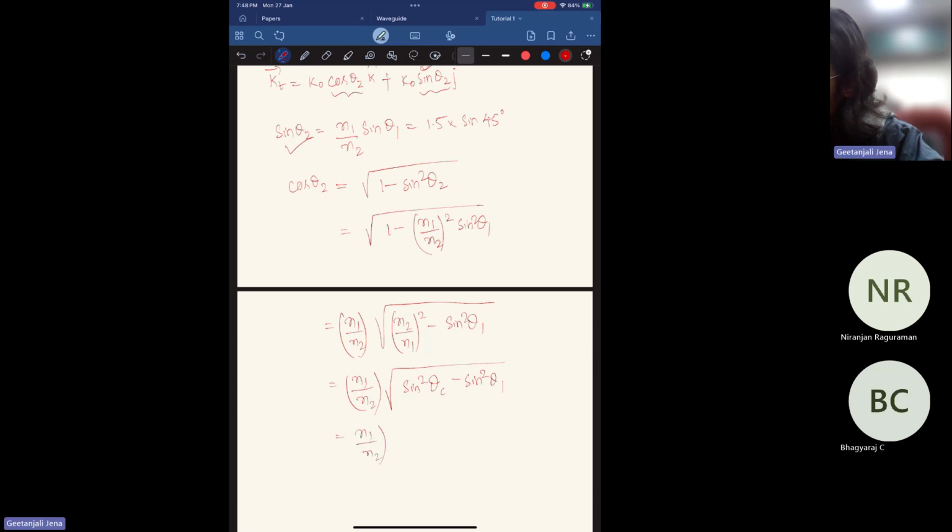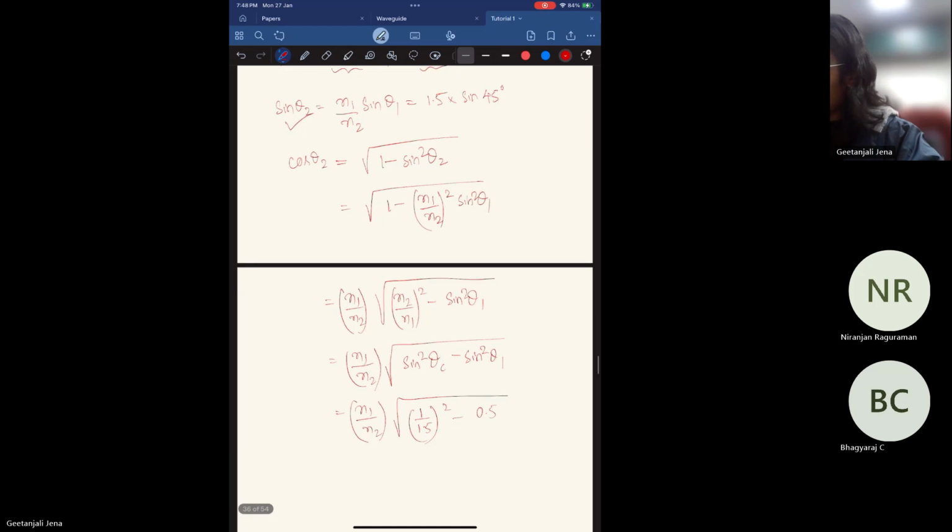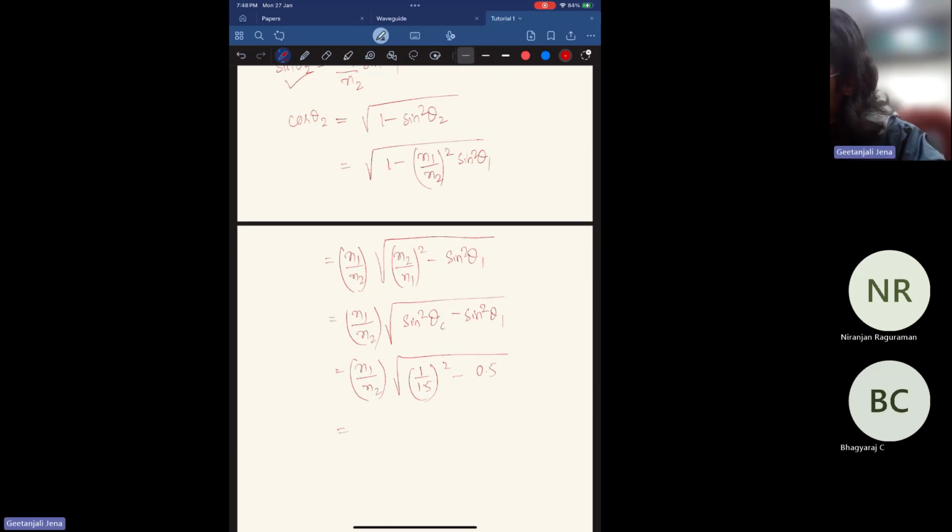N1 by n2 root over of sine square theta c is sine square 42 degree. So if you put n2 by n1 also, it is 1 by 1.5, right? Square minus sine square theta 1 is sine square 45, which is half. So here n1 by n2 will be 1.5 root over of 1 by 1.5 square minus 0.5. And if you calculate it, it will come negative.